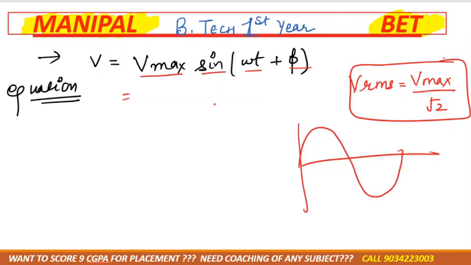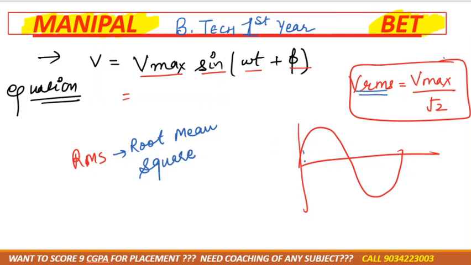What is VRMS? Can you tell me what RMS is? RMS is the root mean square, right? So VRMS is the root mean square value, and for calculation we always need VRMS.